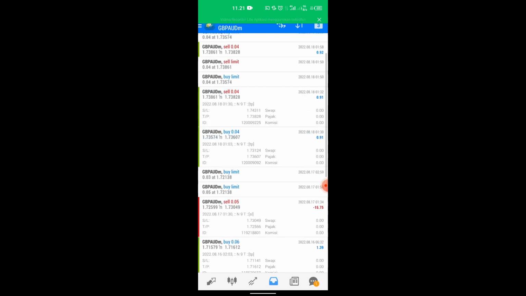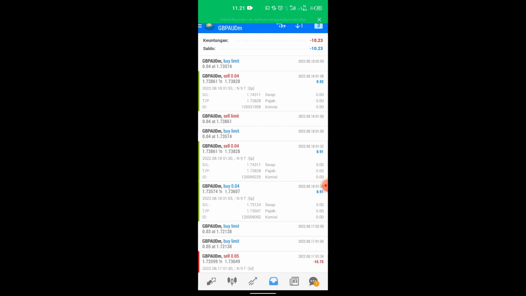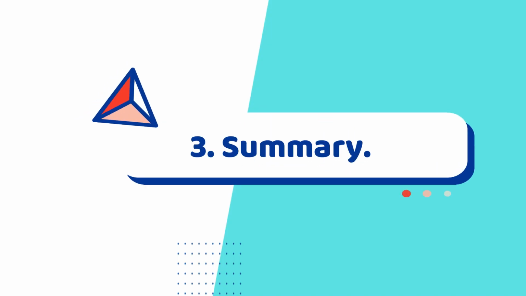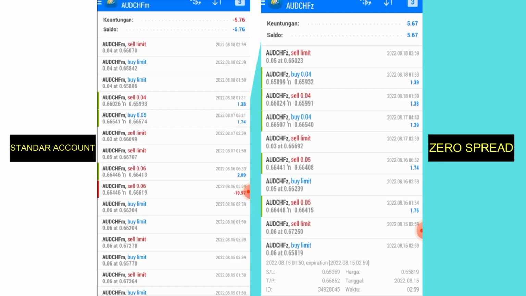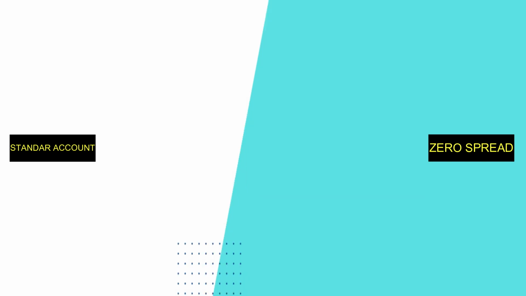Okay, then we summarize the comparison of zero spread accounts and standard accounts. 3. Summary. The following is a summary of the results of the zero spread account and the standard account. Can be seen here. The previous backtest used the Australian dollar to Canadian dollar pair. In live trading, it gets profit on both accounts. The zero spread account earns $7.74 profit and the standard account earns $3.83 profit. And for other pairs, you can consider first. Later I will summarize it again after a month.